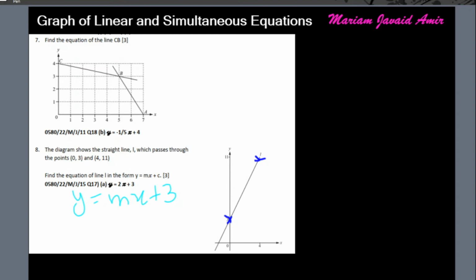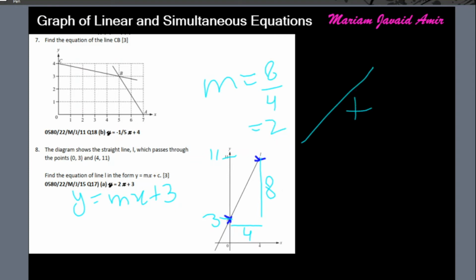Now we have to find its slope, which is rise over run. So how much is the rise? We started from 3 and we ended at 11. So 11 minus 3 is 8. And how much is the run? We start from 0 and end at 4, so 4. So m is simply 8 over 4, which equals 2, and since it's a rising line, the value will be positive, so plus 2. So the final answer is y equals 2x plus 3.